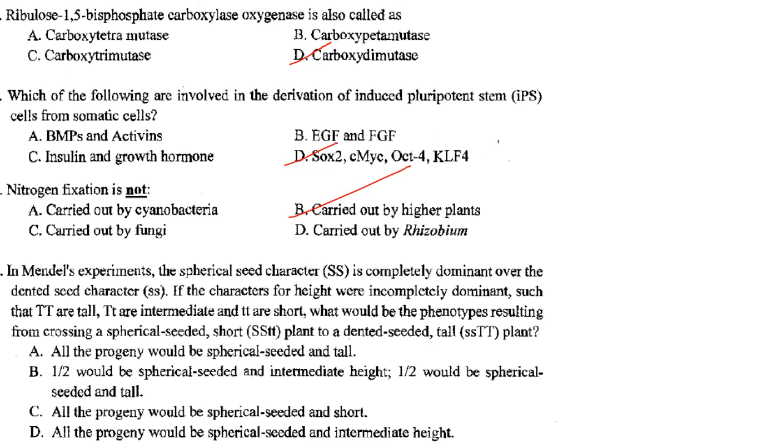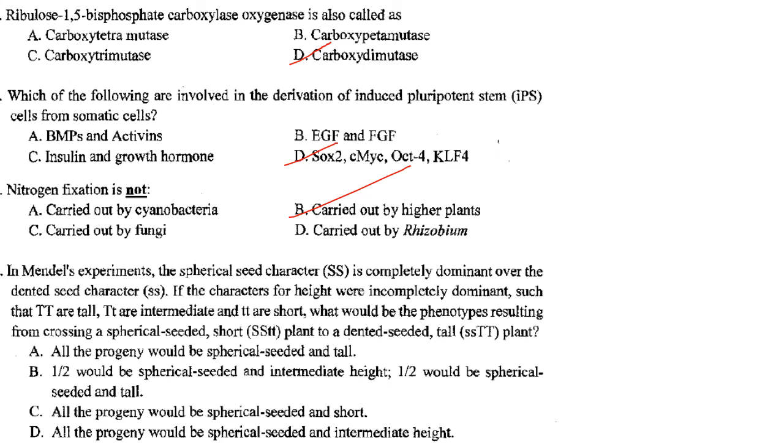So the answer here, which of the following are involved in the derivation of induced pluripotent stem cells from somatic cells, is option D. These are the reprogramming genes. Okay, nitrogen fixation is not carried out by higher plants. Answer is option B. Now next one.